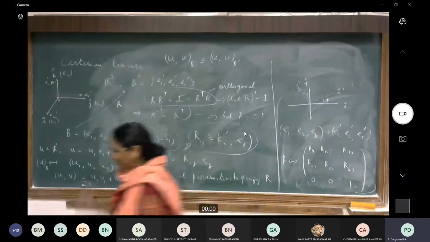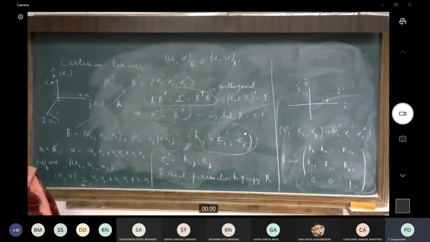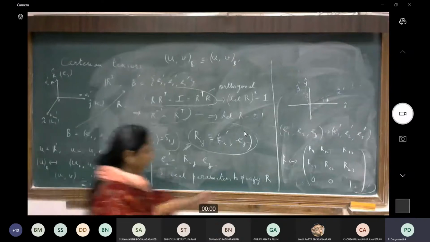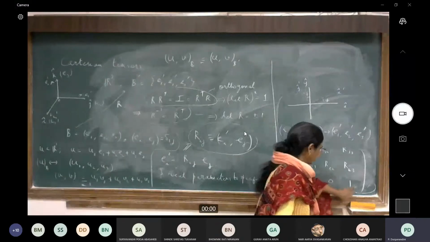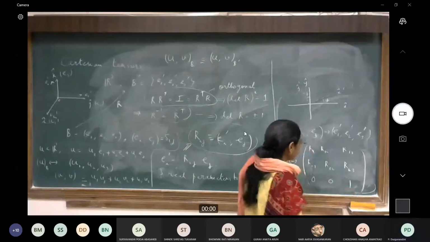For reference, just look at the definitions which I've written explicitly. E3 prime is equal to R31 E1 plus R32 E2 plus R33 E3. But since it should be the same as E3, I can only get 1, because my inner product must be preserved.